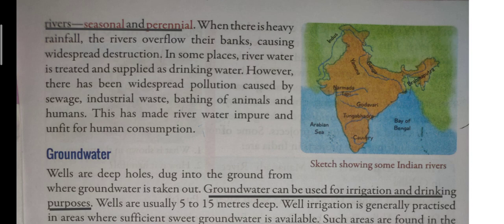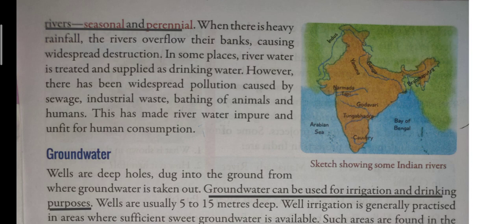But nowadays, what have we done? We have all made the rivers dirty. We have added all kinds of harmful things into the rivers, like dirty water from our houses and industries. Animals and humans also bathe in the river water, which makes the river water dirty. And if we drink such water, what will happen? We will fall sick, we will fall ill. So we should not pollute or make the rivers dirty.